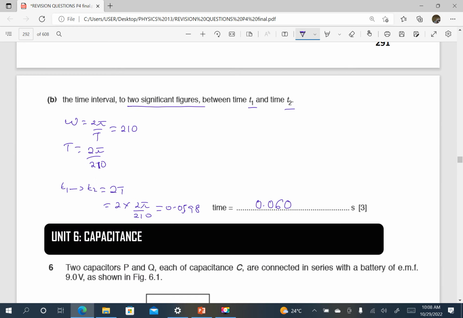I think that is the end of alternating current. It has been short. It is just one lesson. I hope you have enjoyed this.